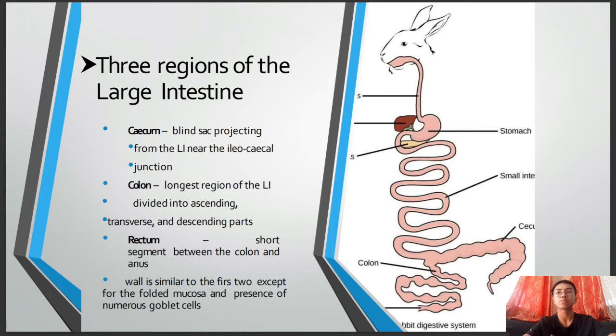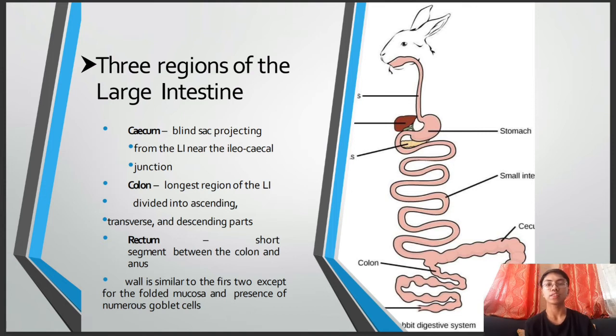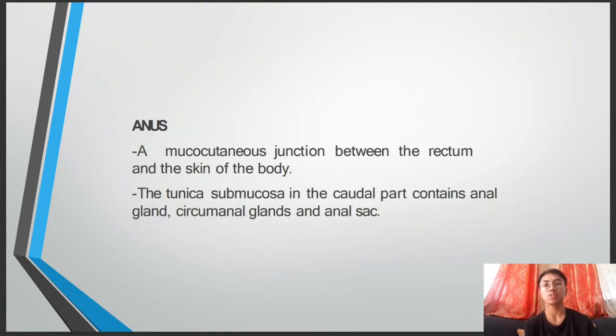Next slide. Next is anus. Anus is a mucocutaneous junction between the rectum and the skin of the body. The tunica submucosa in the caudal part contains anal glands, circumanal glands, and anal sac.